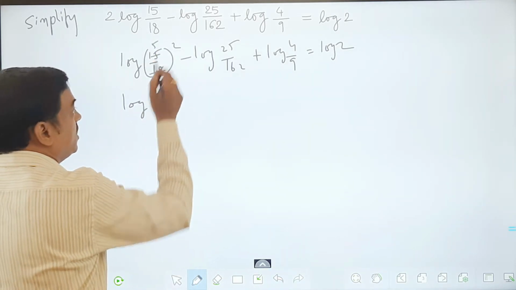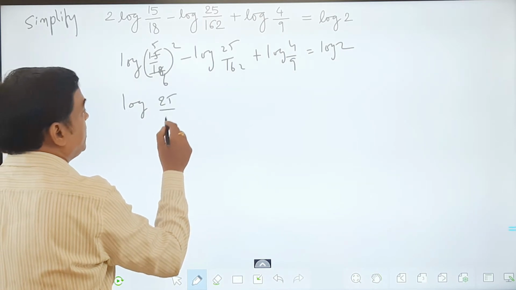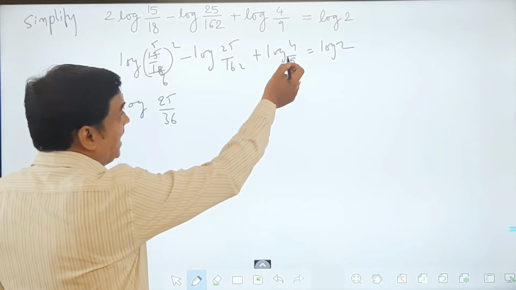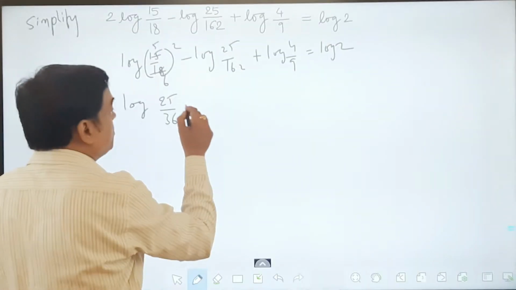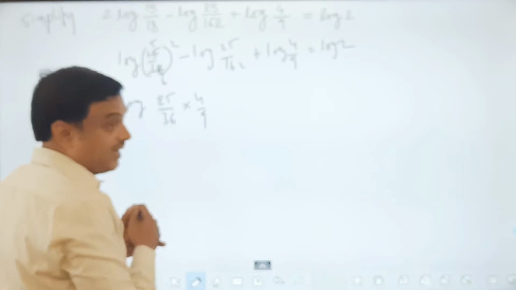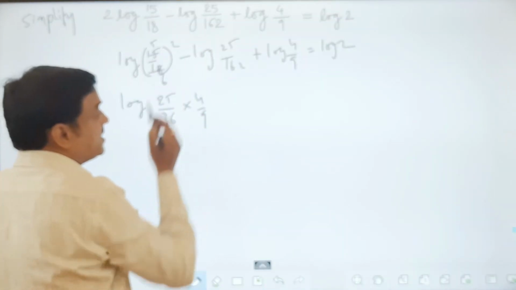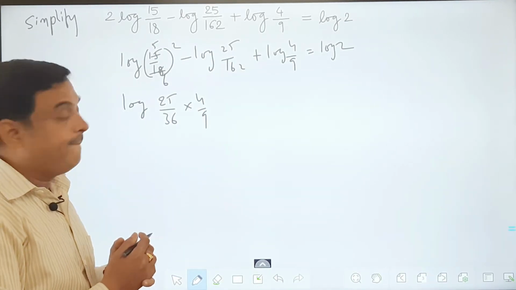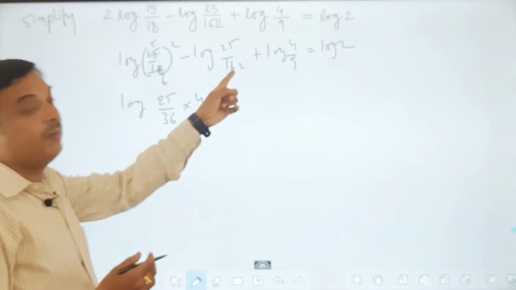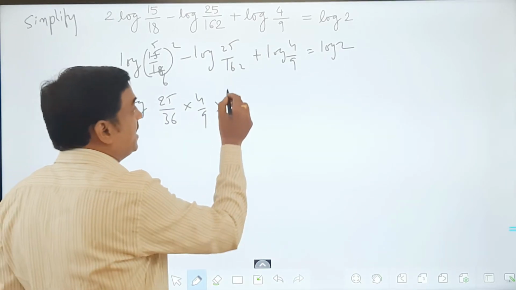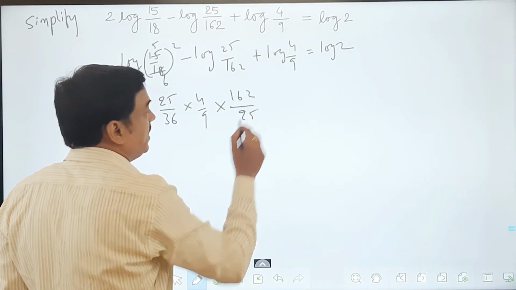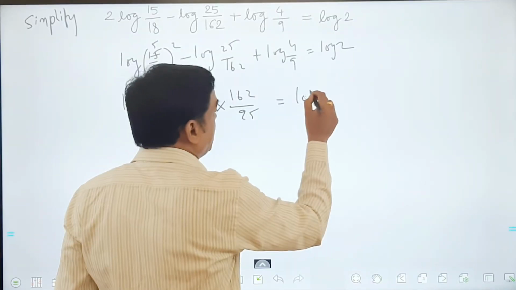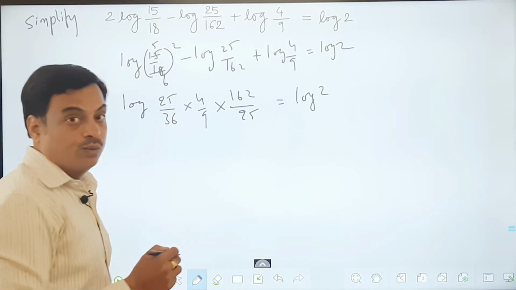And then log here, 5 by 6 squared, that is 25 by 36, I can write after the square of the number. And then this is adding, you see, these are positive terms, so into 4 by 9 is what I get. And this one, since there is a minus sign, I should divide this whole thing by 25 by 162. Since there is a minus sign, I should divide by 25 by 162, or if I am multiplying, it becomes the reciprocal. We know indices, right? So according to indices, this is what we get, and this is log base 2.